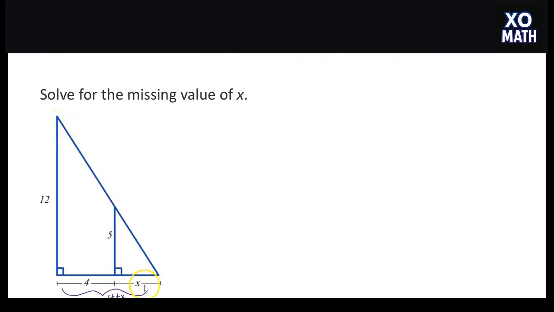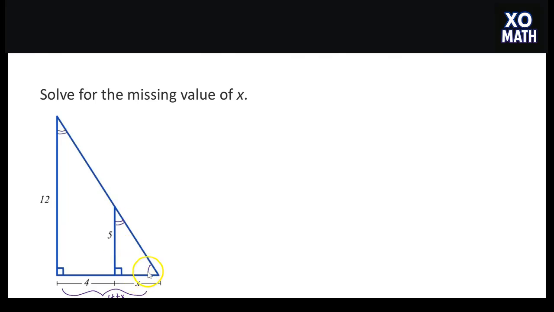In order to solve for x, I'm going to set up a proportion because I have similar triangles in this problem. Similar triangles are triangles that have all the same angles. So here, both of these have a right angle. They share the bottom corner angle, and that leaves the remaining angle to be congruent.